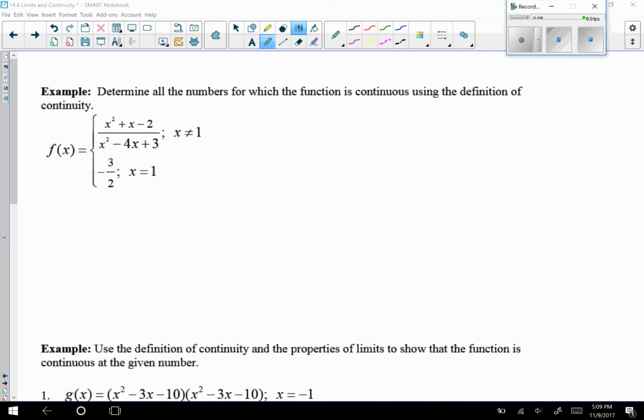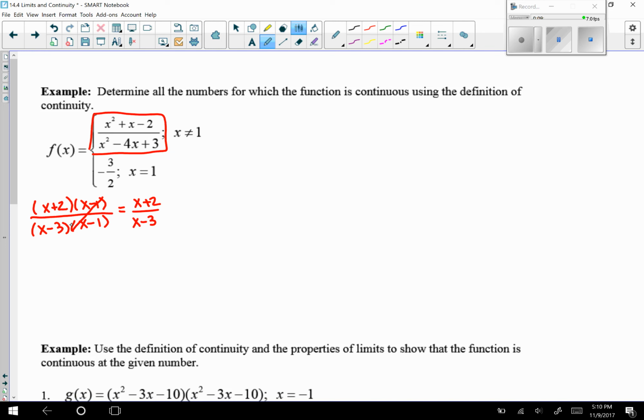So we have a piecewise defined function here. And the first thing I'm going to do is look at this top part of my function, and I'm going to factor that. So that factors into x plus 2 times x minus 1 over x minus 3 times x minus 1. And you can see right here that the x minus 1's cancel out, so that means we have a hole in our graph at an x value of 1. So then we get x plus 2 over x minus 3.